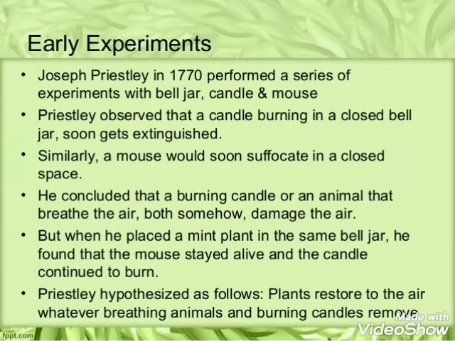So here are certain early experiments related to the existence of the process of photosynthesis. Joseph Priestley in 1770 performed a series of experiments with a bell jar, a candle and a mouse. He observed that a candle burning in a closed bell jar soon gets extinguished. Similarly, a mouse would soon suffocate in a closed space. He concluded that a burning candle or an animal that breathed the air both somehow damage the air.